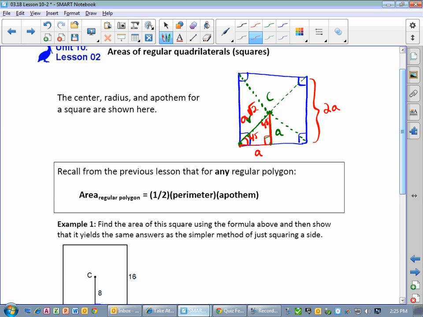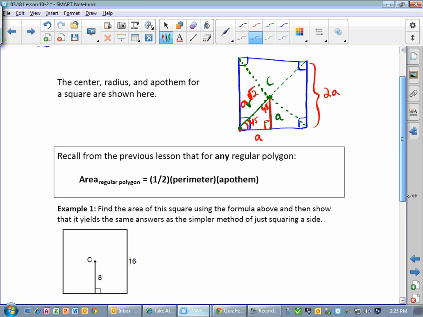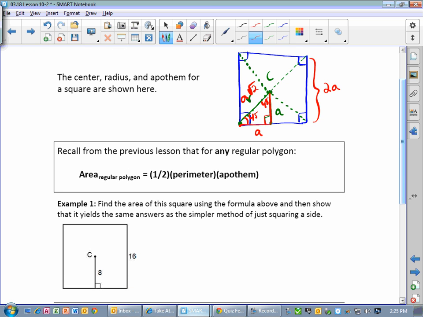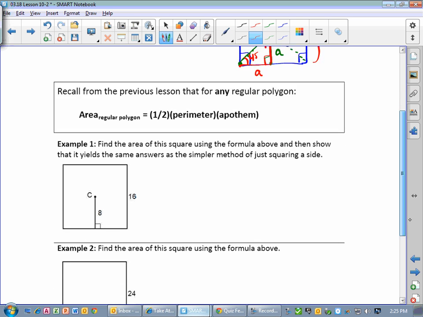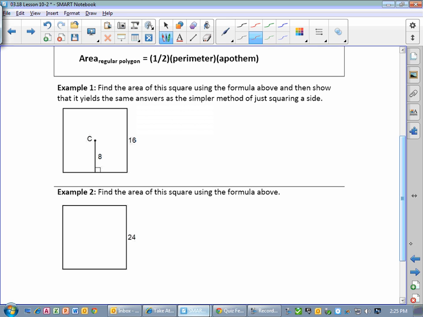Which is similar to what we saw yesterday with the triangles. So because a square is a regular polygon, we can use the area formula we saw yesterday. The area formula for a regular polygon, one half perimeter times apothem. And we're going to practice that today. And I want to start off by saying our goal today is not to find area.